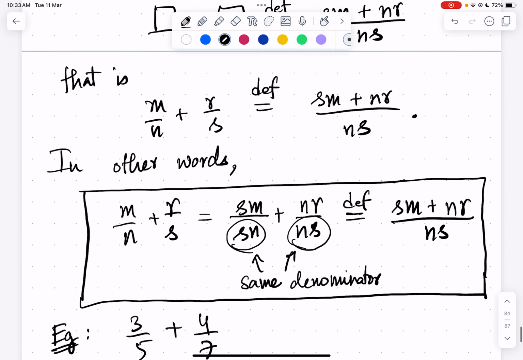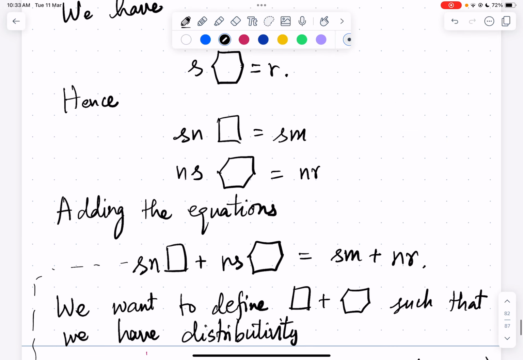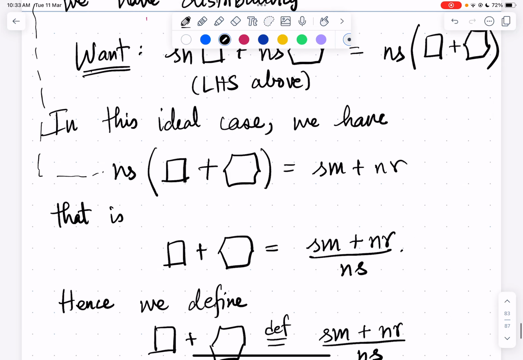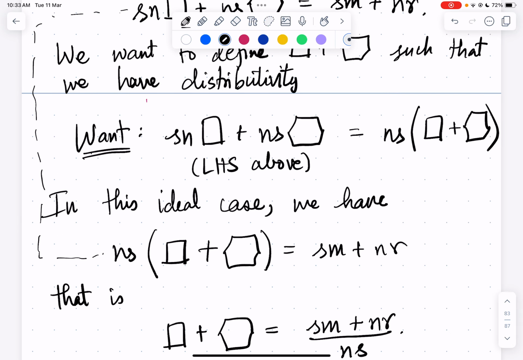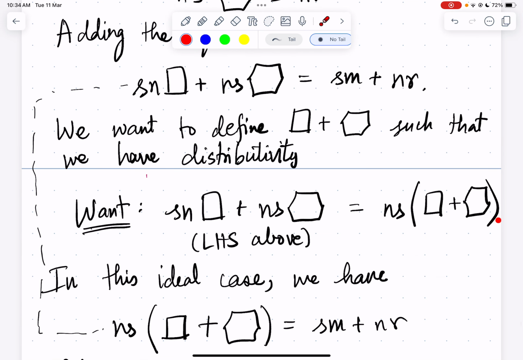Why did we define it like this? Because we wanted distributivity in the above analysis. Here we wanted to be able to take ns common in this equation. We wanted to define box plus hexagon in such a way that we can take ns common from this expression. We wanted this equality to hold.